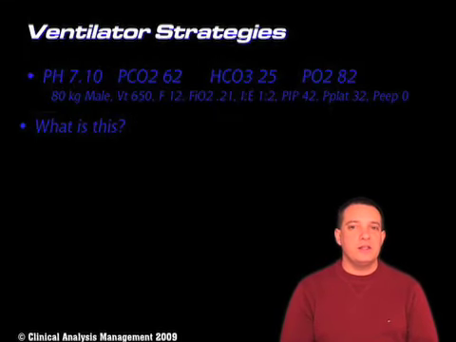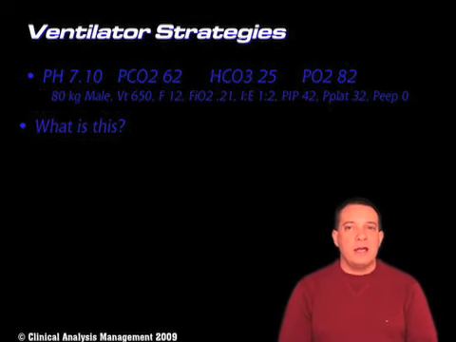Let's say that you're taking care of an 80-kilo male. When you go to assume care for this patient, he's on a tidal volume of 650. He's got a respiratory rate of 12. He's on an FiO2 of 0.21, so the ventilator is just set at room air. He's got an IE ratio of 1 to 2, a peak inspiratory pressure of 42, a plateau pressure of 32, and he's not on any PEEP at all.